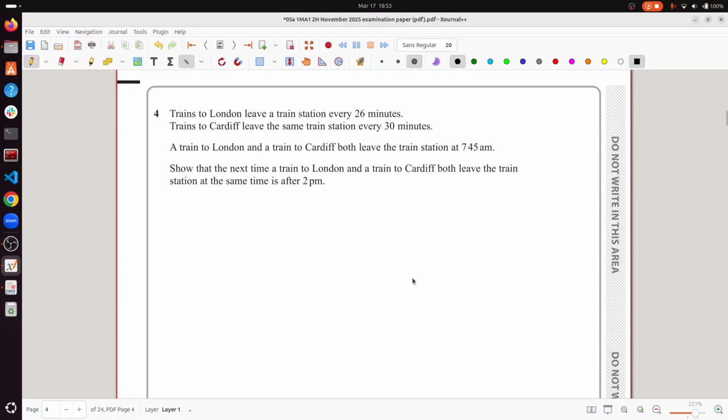Number 4 says trains to London leave a train station every 26 minutes. Whenever we see questions like this that involve multiples, so every 26 minutes, and trains to Cardiff leave the train station every 30 minutes, the first thing that should come to our mind is lowest common multiples.